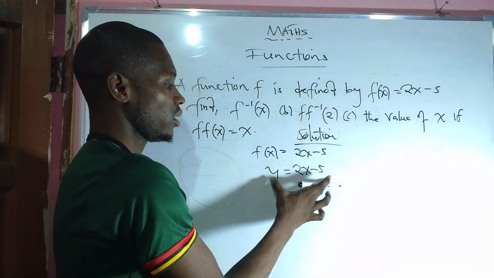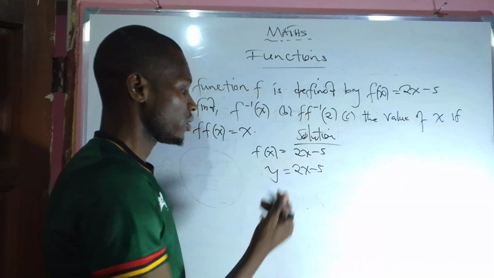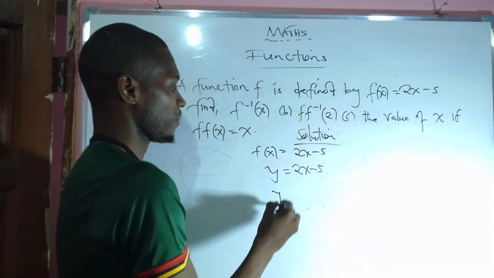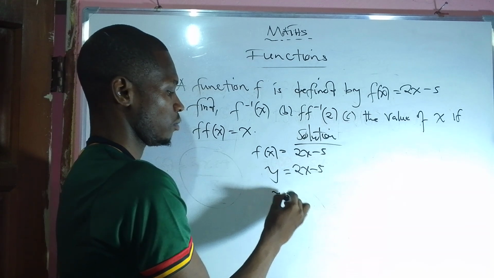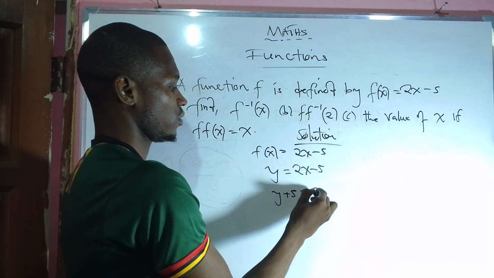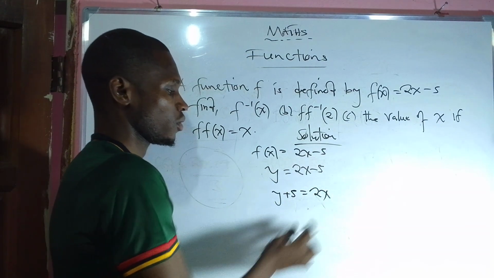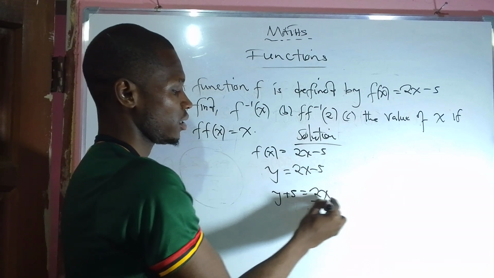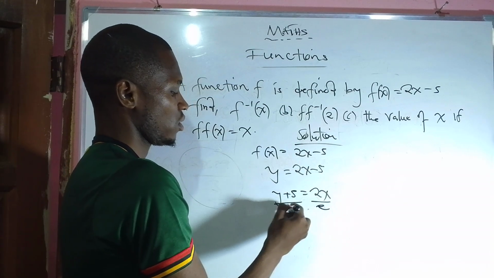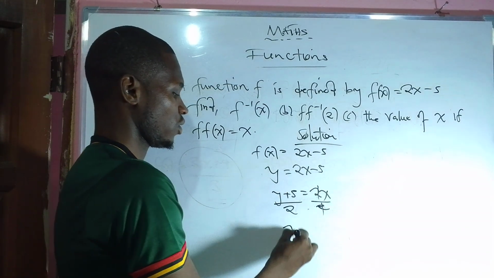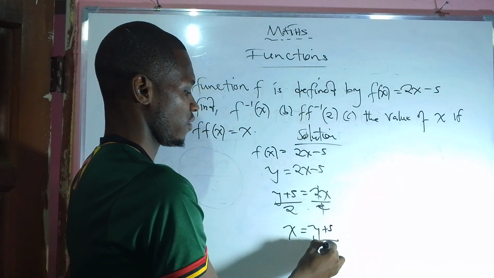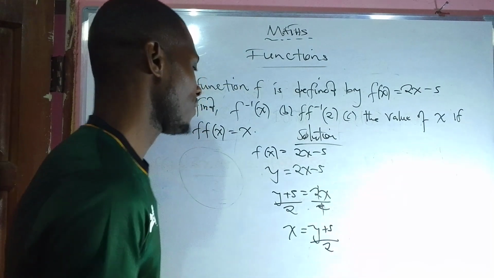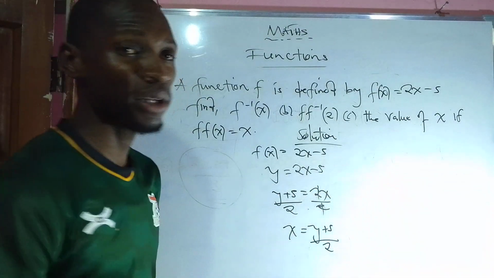In this way, I'm not going to cross multiply. So we'll say y, then this negative 5 will go to the other side. It will be positive 5, which is equal to 2x. To remain with x, we divide by 2, then we cancel these. So x is equal to (y plus 5) over 2. It doesn't matter even if x remains here, it's all the same.